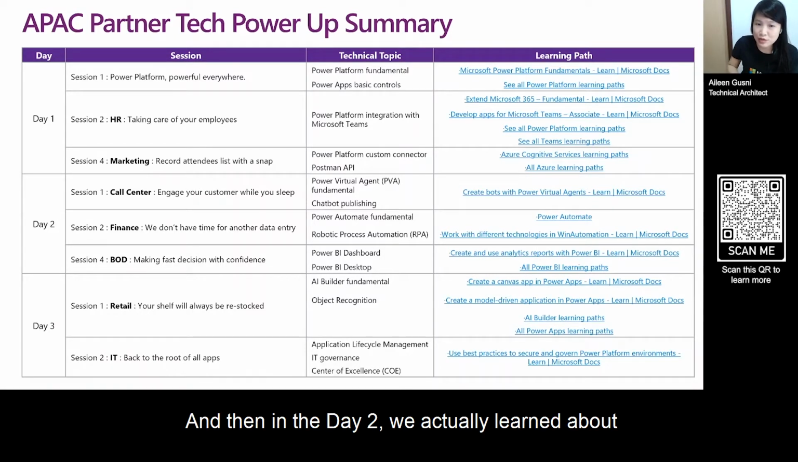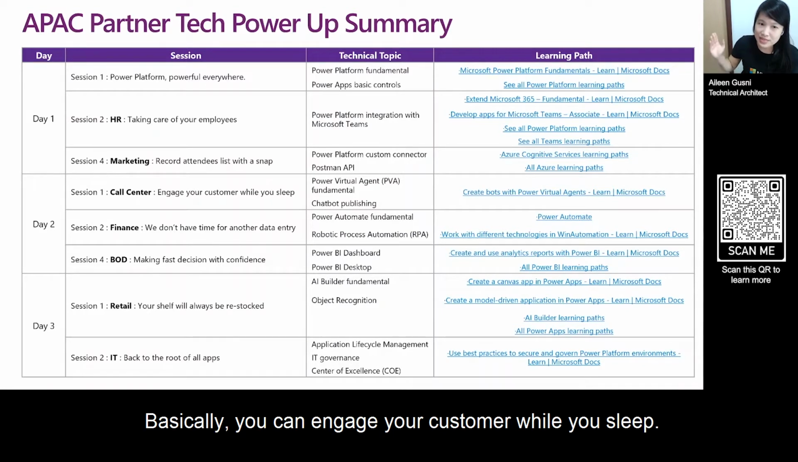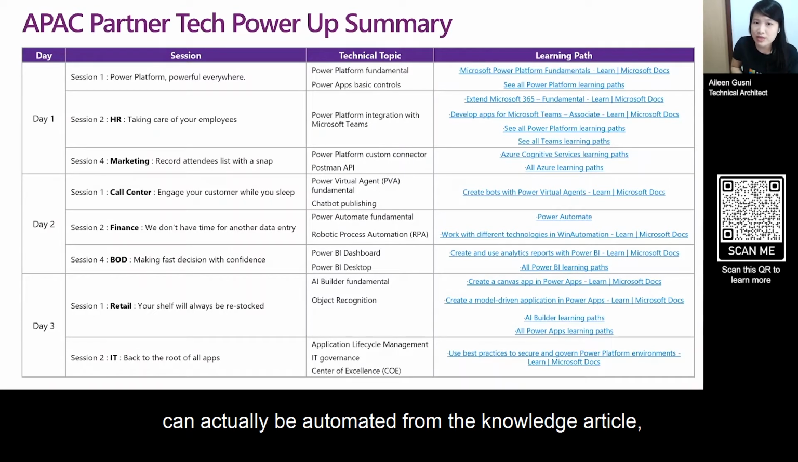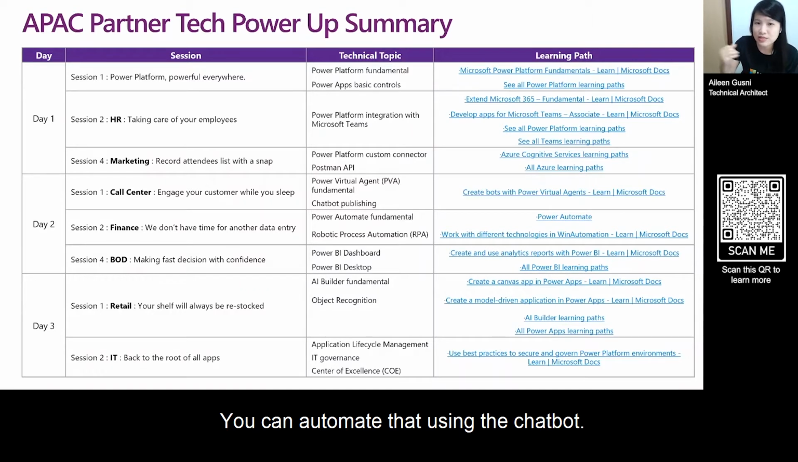And then in day 2, we learned about Power Virtual Agents and chatbots. Basically, you can engage your customer while you sleep. This is to improve productivity and also to minimize the workload that your employees currently have. Those tasks that can be automated, maybe just frequent questions from the customers, can be automated from the knowledge articles, the knowledge base that you have. You can automate that using the chatbot.